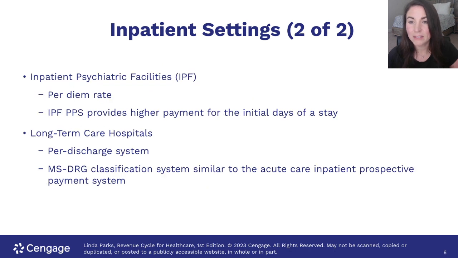For an inpatient psychiatric facility or IPF, the PPS is based on a per diem rate, so a set rate per day. But adjustments can be made if the patient's treatment is significantly more expensive. This system is set up to give a higher per diem rate for the first few days of stay because that's usually when the most intensive treatment is going to be, those first couple days they're in the facility.